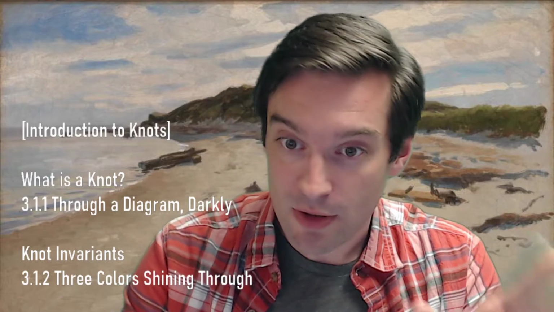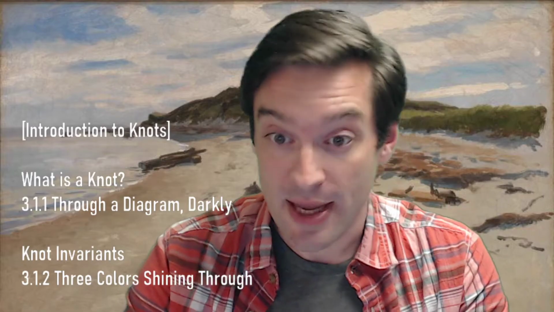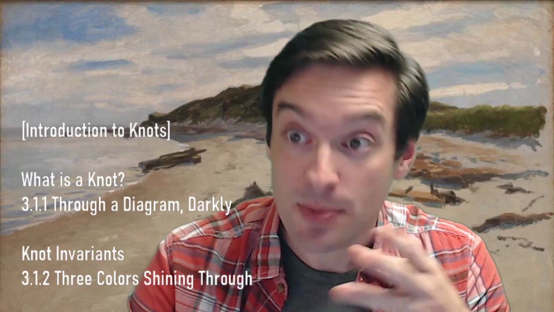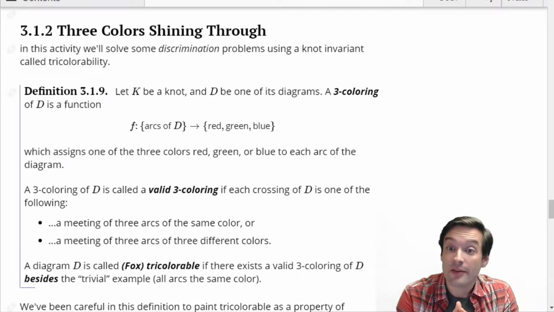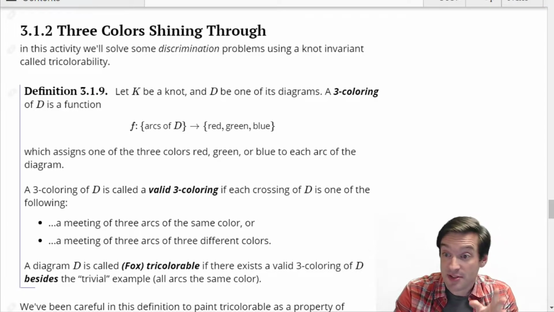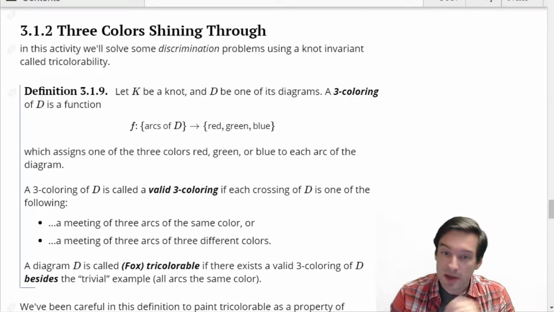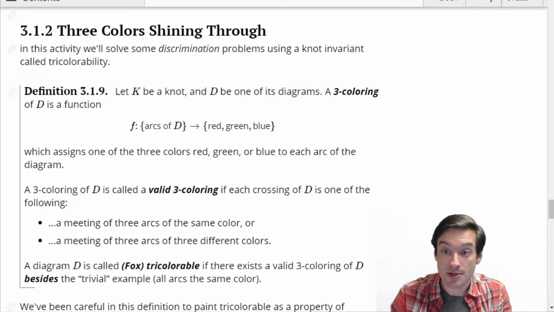So let's look at the definition for tricoloration. What are the rules of the game for coloring the arcs of a diagram? And then we'll give you some practice in actually applying it to do some discrimination between different diagrams of knots. A three coloring of a knot diagram is just a way of assigning to each arc in the diagram one of the colors, red, green, or blue. We'll just use those as our three colors today. But not all ways of doing that will be valid according to the rules of our coloration game. Not every one of those colorations will be valid.